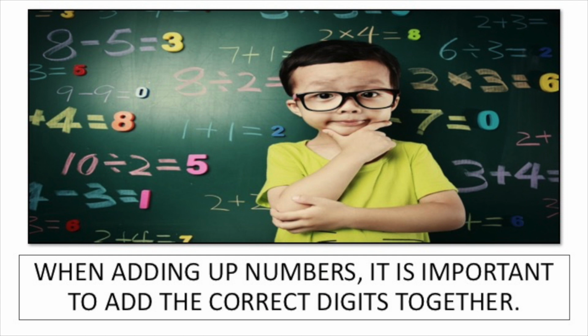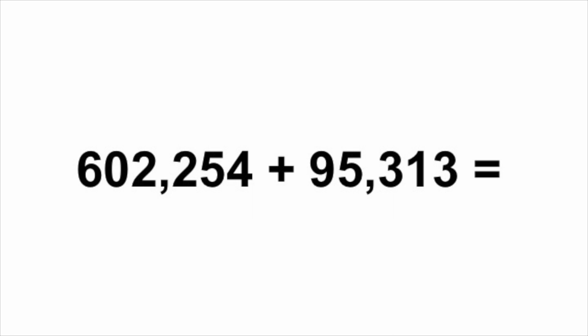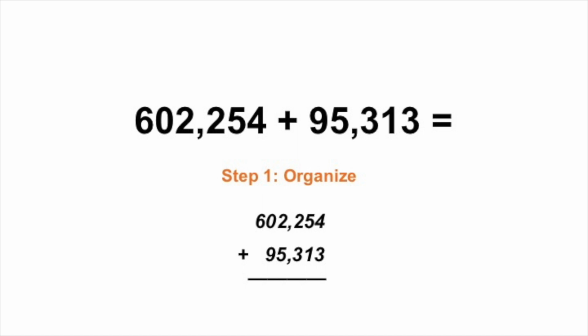When adding up numbers, it is important to add the correct digits together. Yes, remember about place value. We always need to make sure we know the correct place value of each digit. So for example, we have a 6-digit number here and a 5-digit number. What's our 6-digit number, guys? 602,254. And we're looking to add it with a 5-digit number. 95,313. Okay. So step one, what we need to do is we need to organize.